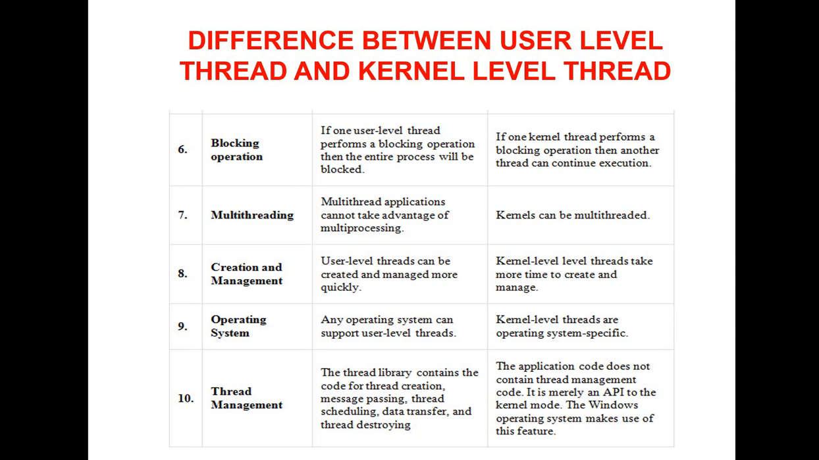Multi-threading. Multi-threaded applications on user level threads cannot take advantage of multiprocessing. Here, with kernel level threads, the kernel routines themselves can be multi-threaded. If the server had multiple threads of control, a second thread could run while the first thread was sleeping.